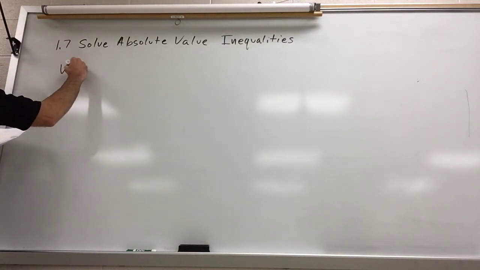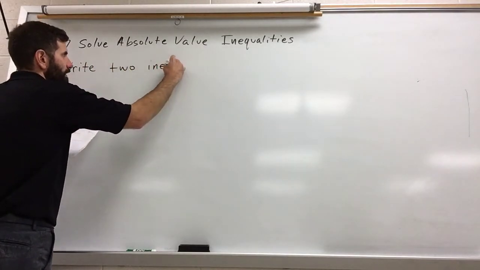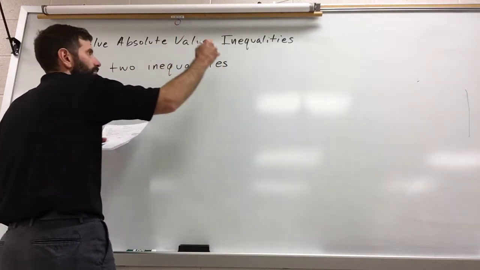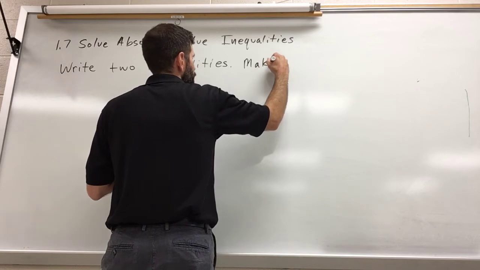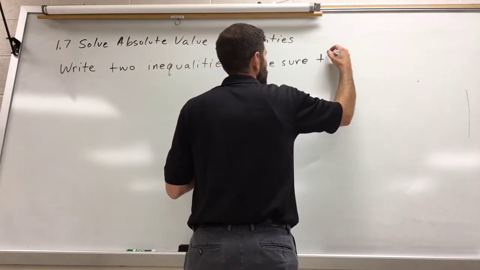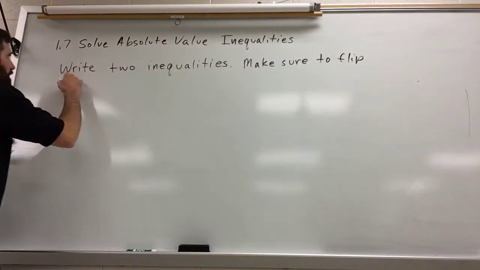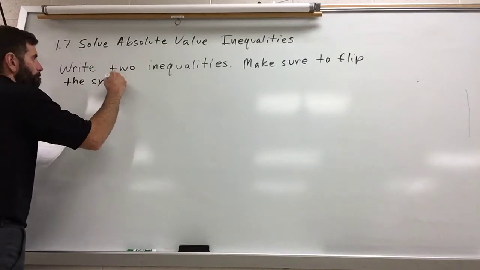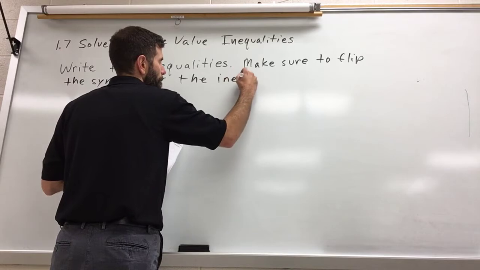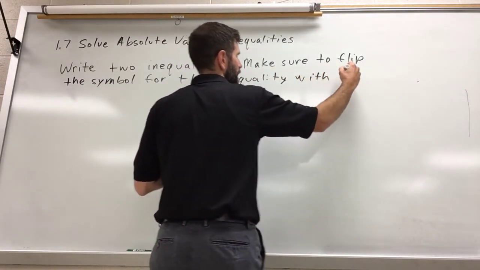So what you're going to do is you're going to write two inequalities. But you're going to make sure to flip the symbol for the inequality with the negative.